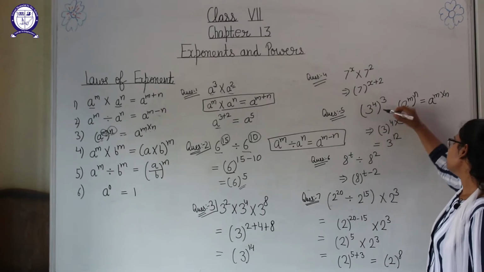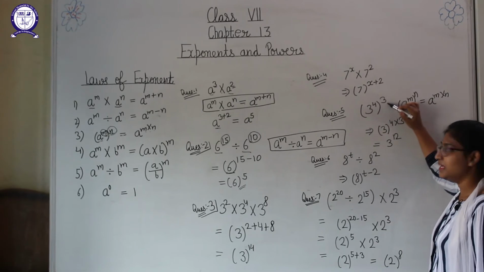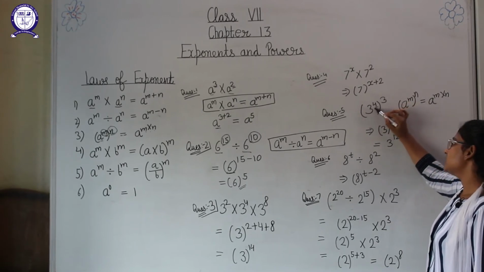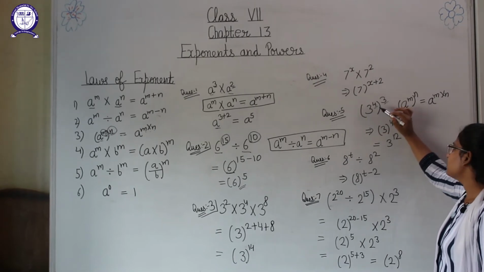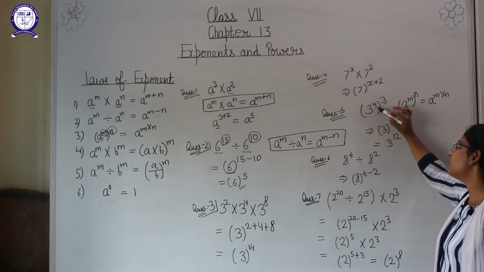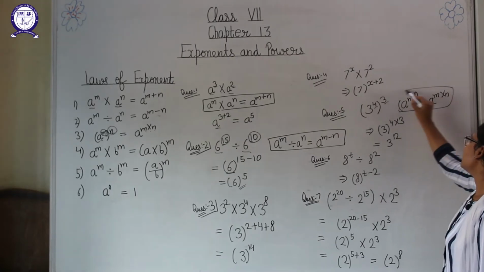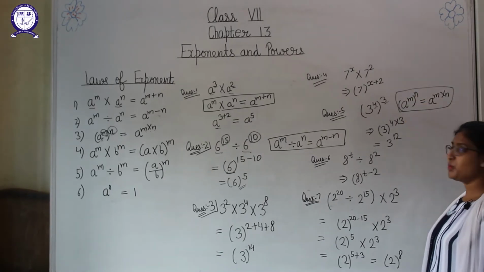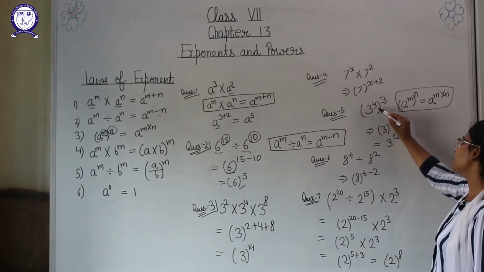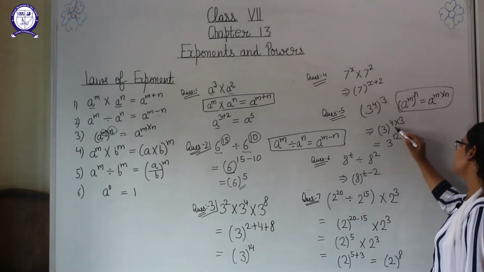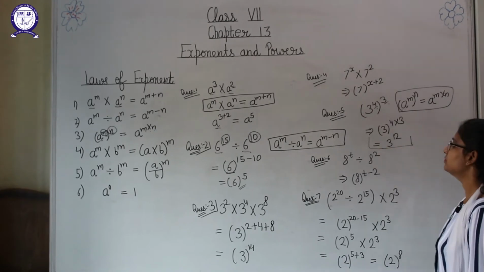So we can consider this example. Here the question is 3 raised to the power 4 and the whole raised to the power 3. Here we can consider this as m and this as n. What we have to do is multiply both the powers, means m into n. So here it will be 4 into 3. This is the law of exponent we are using here. So 3 raised to the power 4 into 3, because we have to multiply these two powers. And 4 threes are 12. So 3 raised to the power 12 will be our answer.